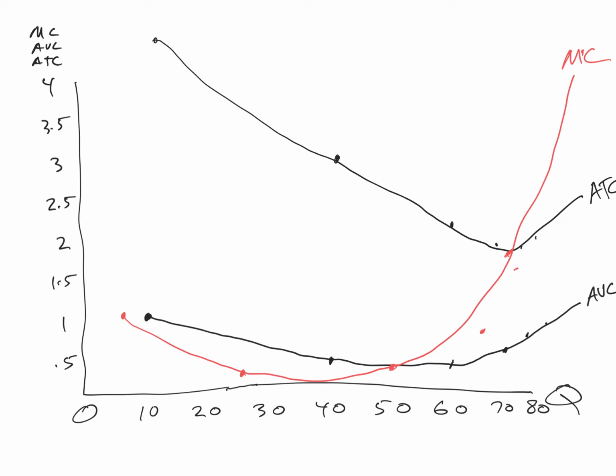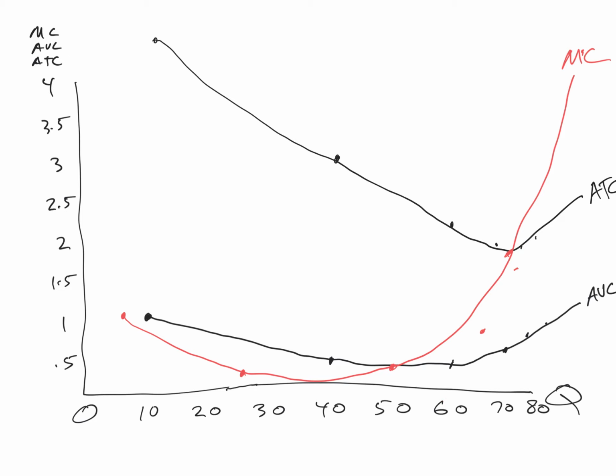So we've only got 3 lines here to deal with. We've got marginal cost, we've got average total cost, we've got average variable cost, and we can get anything else we want. If we want total cost, we can simply take the average and multiply it by Q to get total cost. If we want total variable cost, we can just take average variable cost and multiply it by Q.